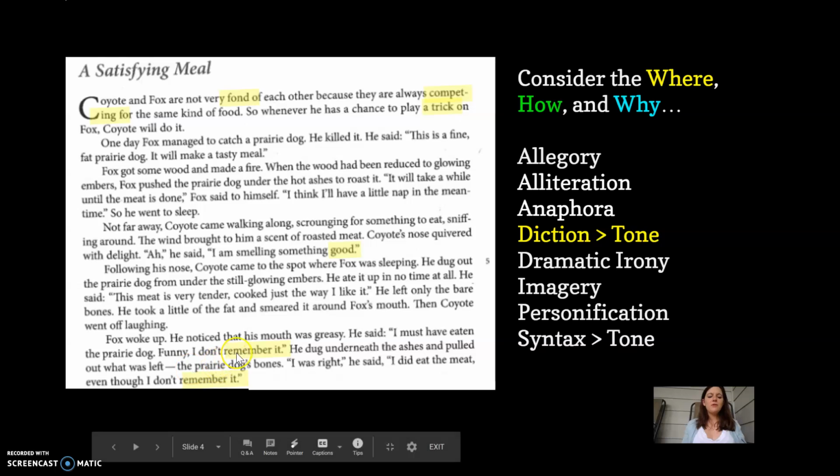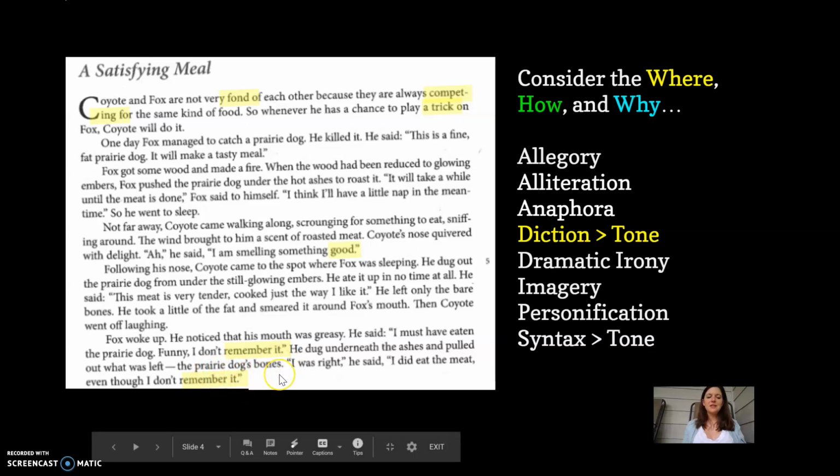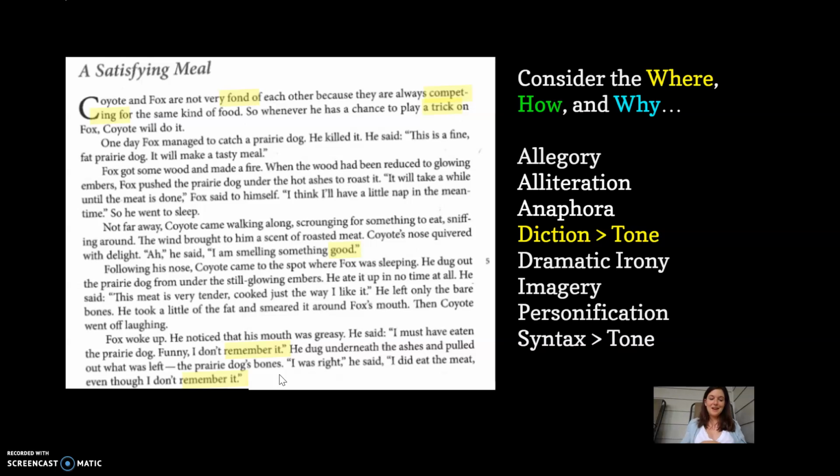And this is reinforced, for instance, here by the repetition of this very simple language. Remember it, remember it. It's emphasizing the fact that the fox has been tricked, and he doesn't remember it because it never happened. And so we have this very simplistic diction, the repetition of important moments, so that upon a first listen, the audience can grasp the story and the meaning of it.